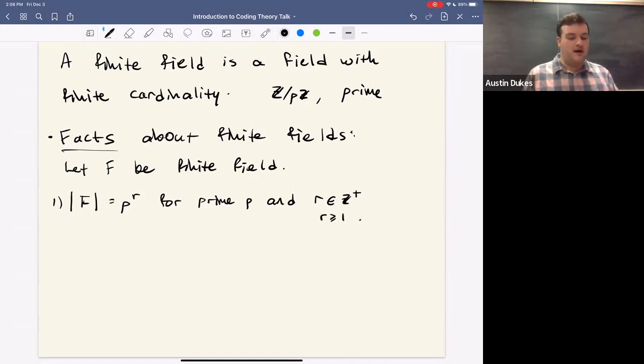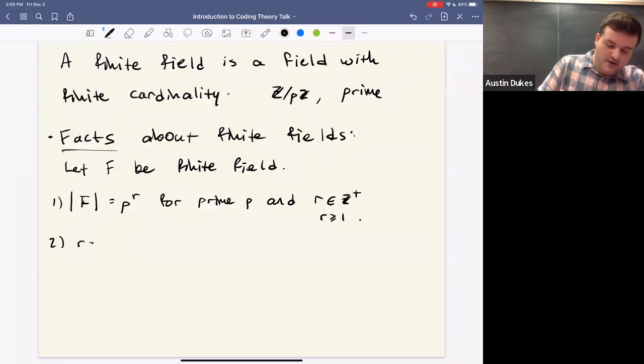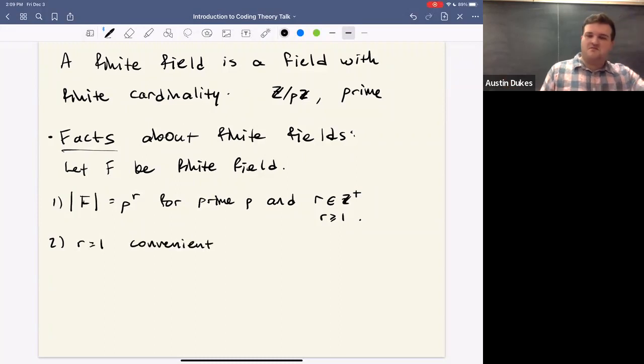We exclude fields of size 1, or sets of size 1, as being fields. So it has to actually have a positive power of a prime. So when r equals 1, we have Z mod pZ. When r is greater than 1, we still have a field, but it's a little bit more complicated to write out in terms of the elements. In particular, r equals 1 is going to be convenient to work with by hand.